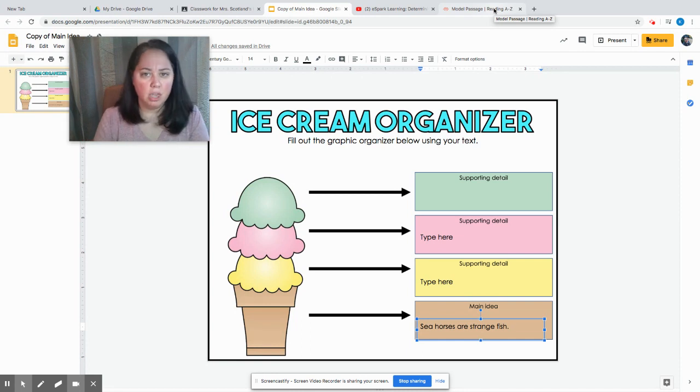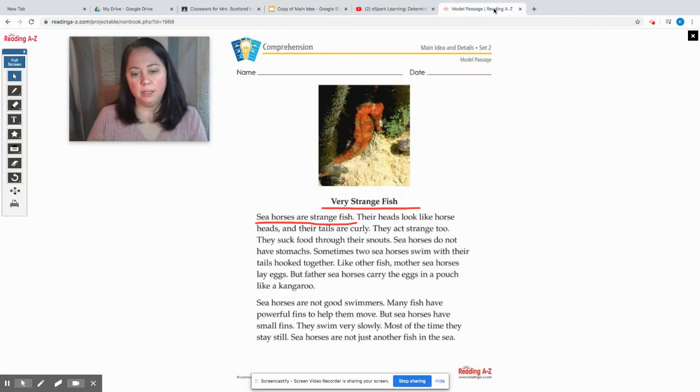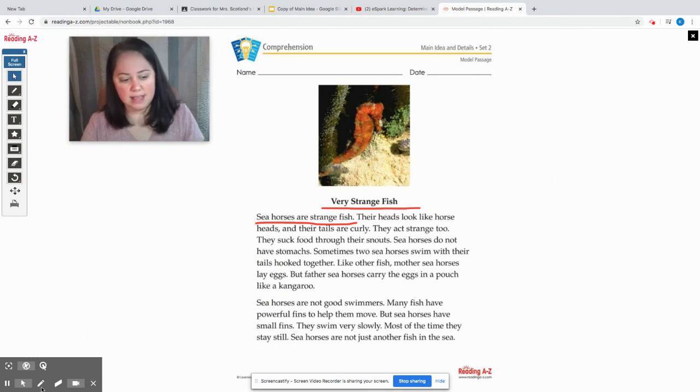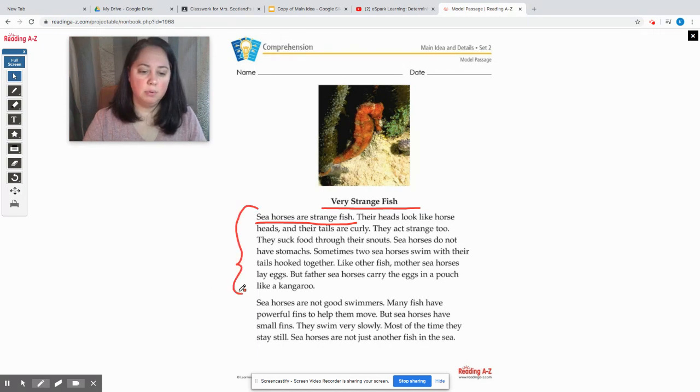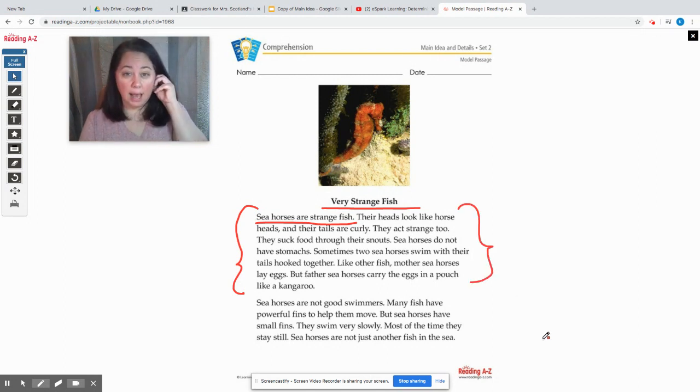Now here comes the tricky part. We have to keep reading the rest of the text to find the supporting details. So let's go back. I'm going to read only the first paragraph to you, and then we are going to try and find some important supporting details, okay? As I'm reading, I want you to think in your head, is that important information? Listen for the important information.